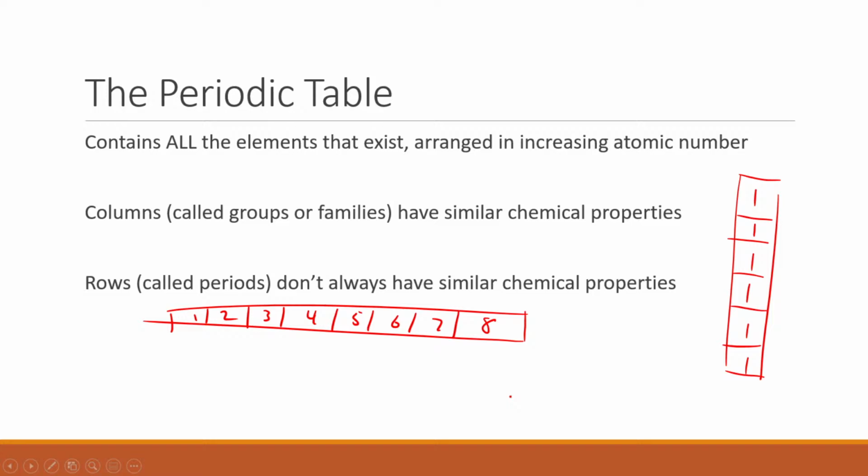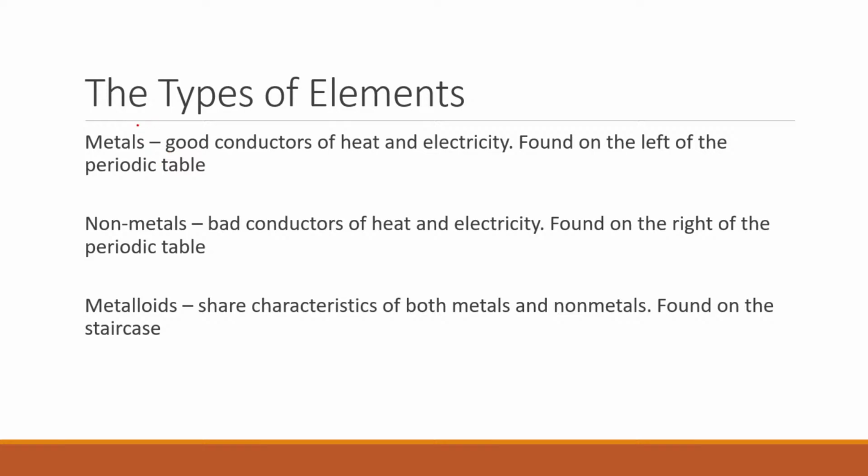But beyond looking at rows and columns, we also want to look at the types of elements that exist. As we move forward and get more into bonding and talk more chemistry, we're going to look at metals, nonmetals, and metalloids and start to look at how they interact. Now, metals are good conductors of heat and electricity. They're found on the left side of the periodic table. Nonmetals are the opposite. They're bad conductors of heat and electricity. They're found on the right side of the periodic table.